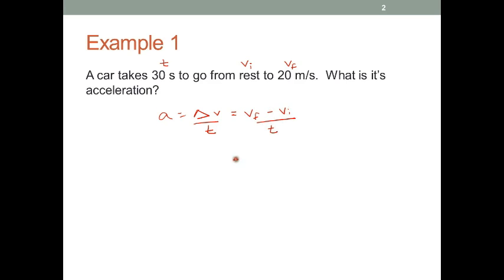So now we can just plug in our values. Our final is 20 meters per second. Our initial is 0 meters per second from rest, and time is 30 seconds, and 20 divided by 30, if you can't do that one in your head, by all means plug it into a calculator, but it comes down to 2/3 or 0.67 meters per second squared.